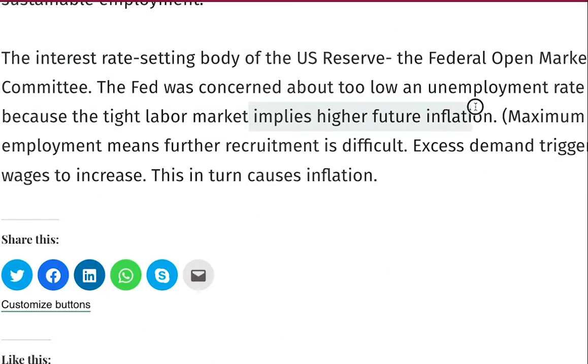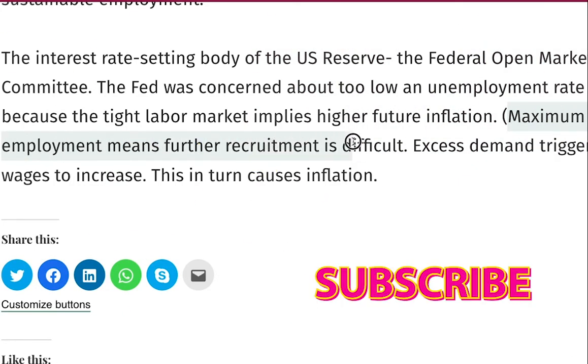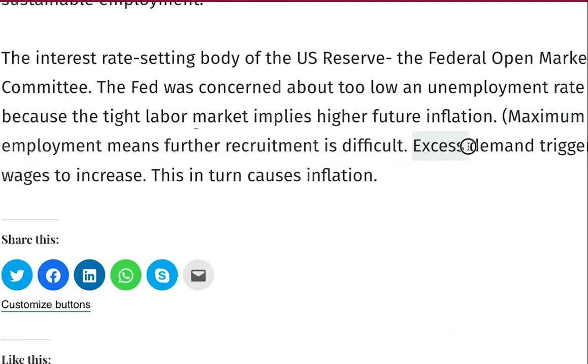A tight labor market leads to higher inflation. Why? Because there are fewer chances of people getting recruited in a tight labor market, and therefore we have more competition in the marketplace, the labor market, and therefore wages increase. And this leads to future inflation. Remember, maximum employment means further recruitment is cumbersome, and excess demand for jobs triggers increases in wages.